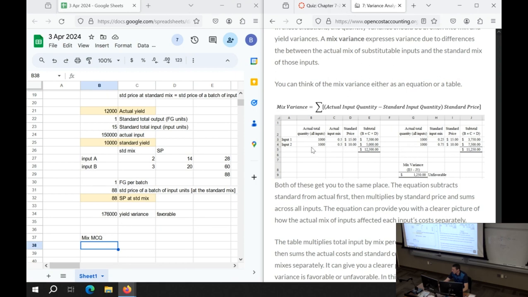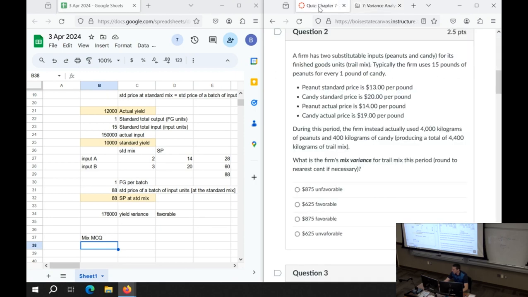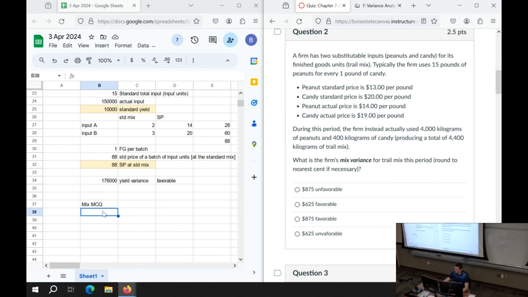And sure, actual total input units is there, but some of you will do better not to think of those problems that way. So let me build the table. That's my favored way of doing it. So we have peanuts and candy and trail mix. I didn't just use that example during the lecture when I was talking about it. I used the example. It seems to me pretty clear.